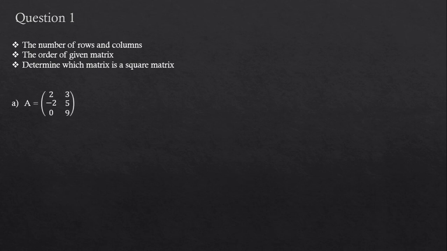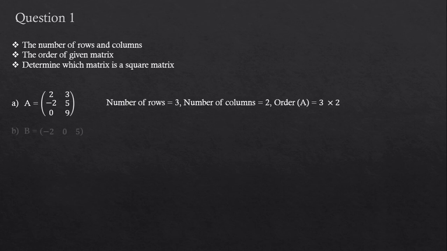So here is a matrix A. It has 3 rows and 2 columns. The rows are the horizontal lines and the verticals are the columns. So the order of A is 3 by 2.